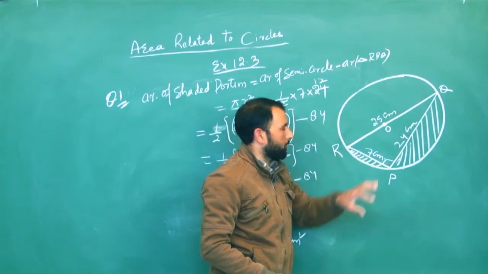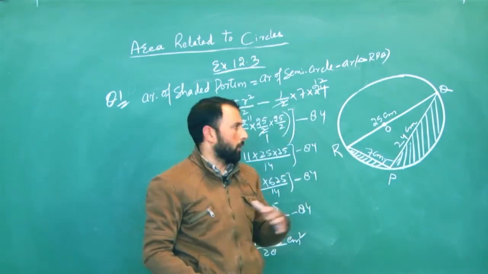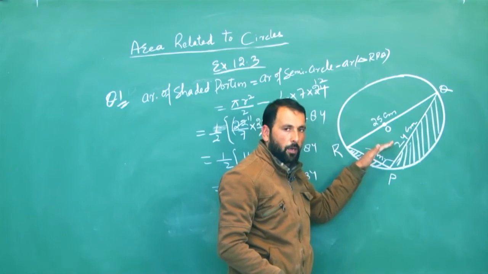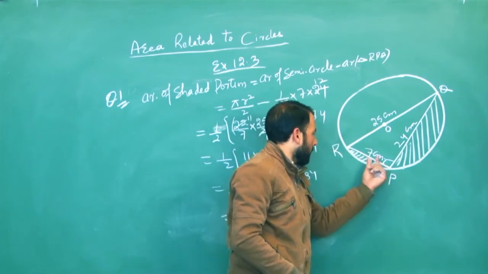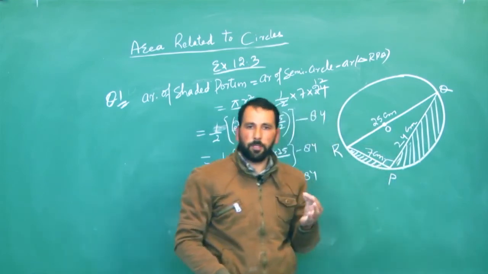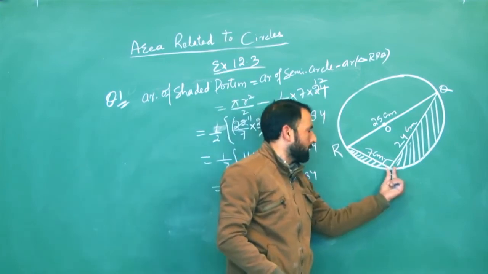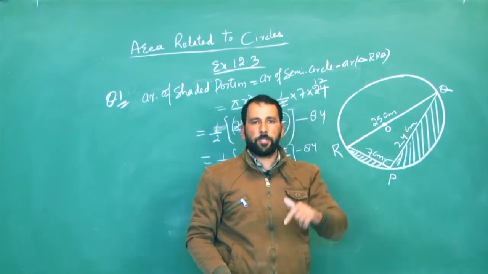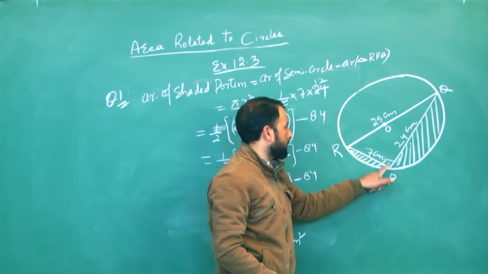Clearly, in this figure, we have a combination of figures. We have a circle and a triangle. This triangle lies in the semicircle, so this angle is equal to 90 degrees, because the angle in a semicircle is equal to 90 degrees. So this angle is 90.